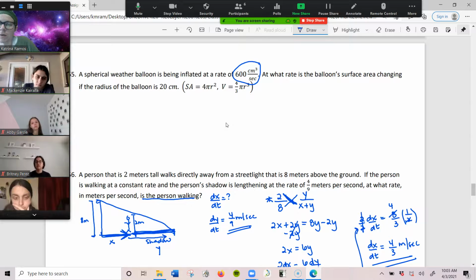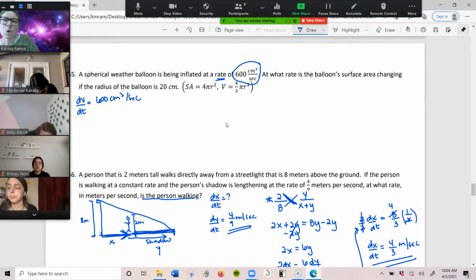Do you know what this represents? dV dt, exactly. First of all, this is a rate because it does say a rate. Also, if you look at the units, you have your unit of measurement over time, so that if they didn't say it was a rate, we would know because of those units. And the centimeters is cubed, so that means it must represent volume. So that's dV dt, which is 600 cubic centimeters per second.